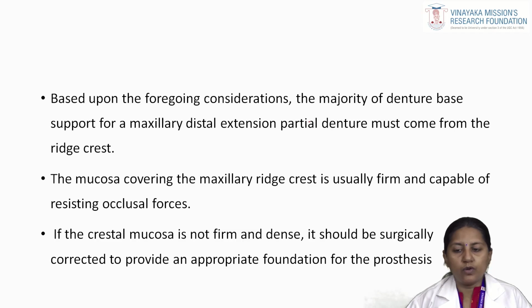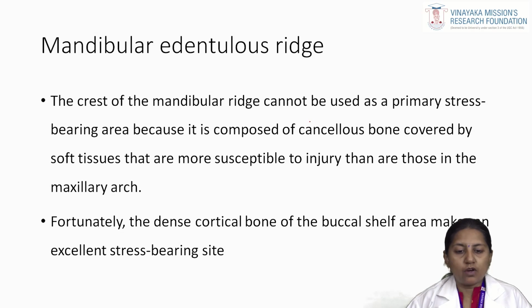So based upon the foregoing considerations, the majority of denture base support of a maxillary distal extension partial denture must come from the crest of the ridge. The mucosa covering the crest is usually firm and it is capable of resisting the occlusal forces. In case the crestal mucosa is not firm and dense, it should be surgically corrected to provide an appropriate foundation for the prosthesis. Next, we will talk about the mandibular edentulous ridge.